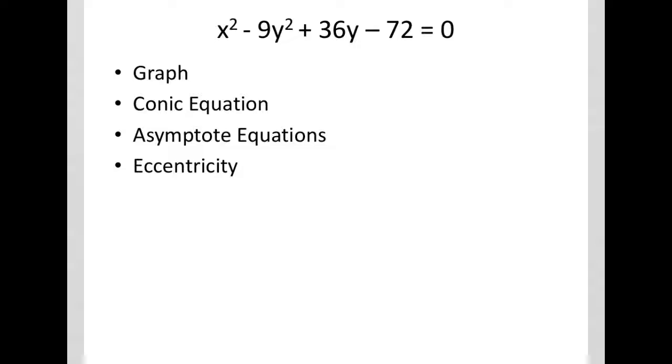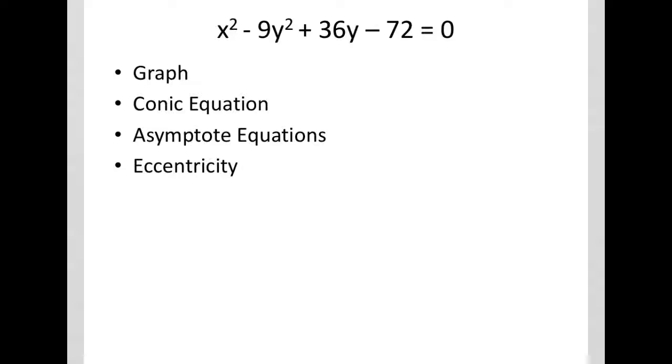Alright, so hopefully you paused this and worked towards a solution. We need to complete the square. So notice we don't have an x term. All we have is that x squared. So that's just going to stay as it is. There's not really anything to complete the square there.